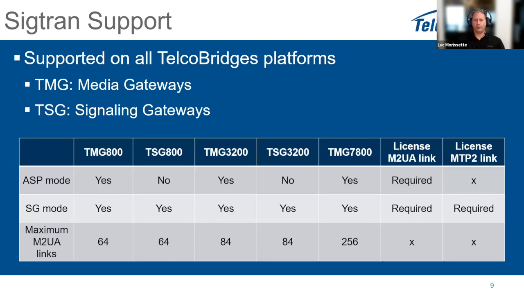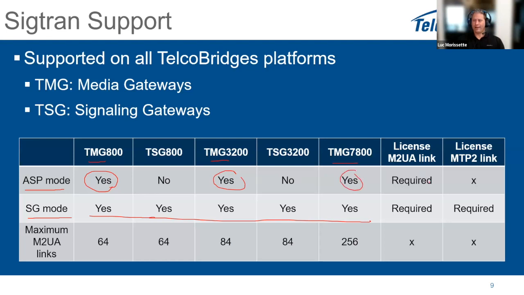So the SIGTRAN support on the TelcoBridges platform is, well, there are two types of platform that can support this, TMGs and TSGs, so media gateways and signaling gateways. So when you do the signaling gateway mode, then all of them are supported. So you can take any platform to support SG mode. But if you use the ASP mode, then you need to terminate the traffic. So only the media gateways will be available to terminate the traffic.